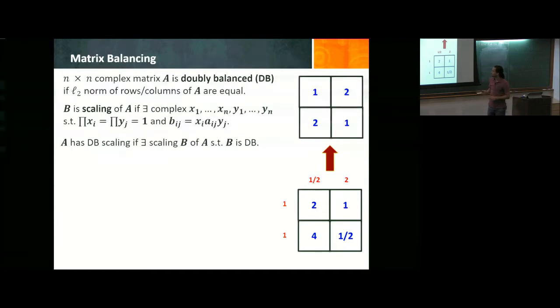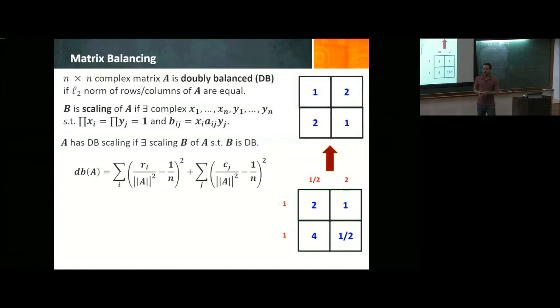And the problem that we're interested in is the following. Instead of asking for an exact doubly balanced scaling, I want to know if I can get as close to a doubly balanced scaling as possible. And my measure of how close I am to being doubly balanced is this distance here.